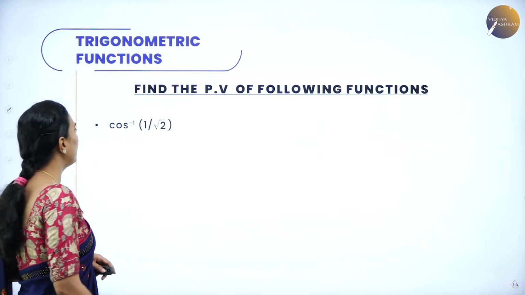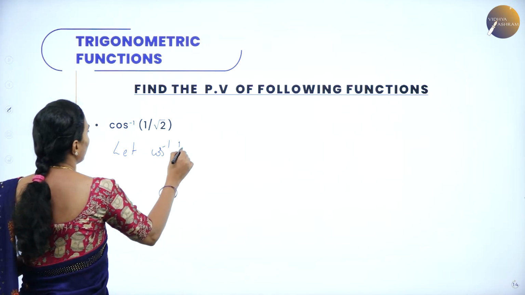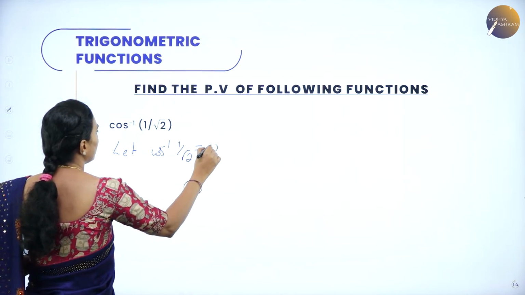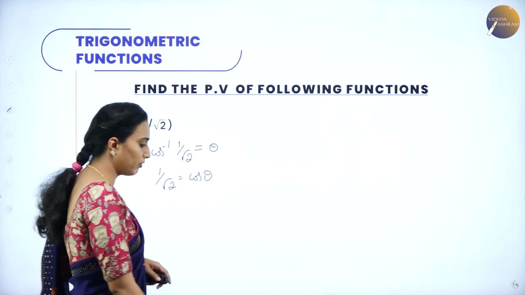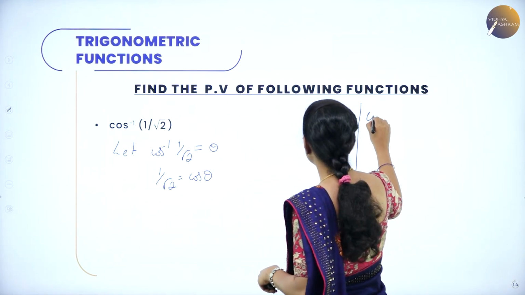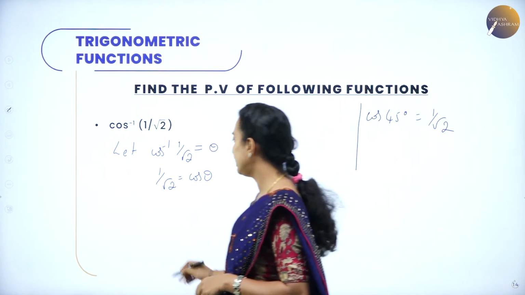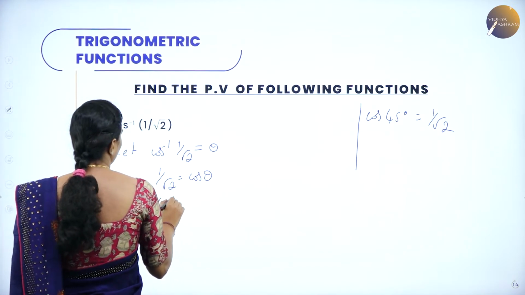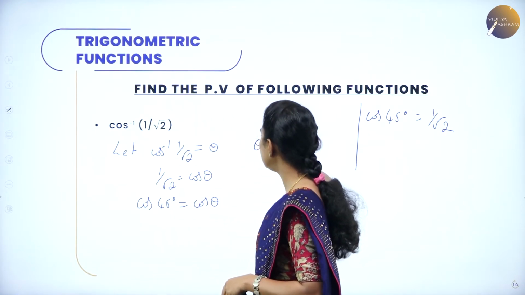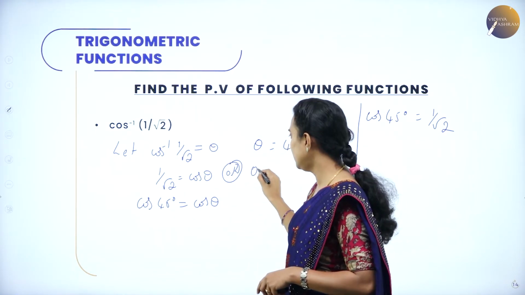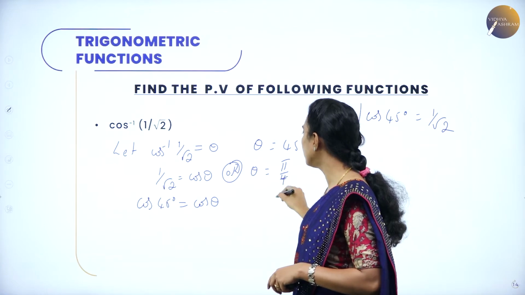Next, we'll be moving on to cos inverse of 1 by root 2. What is cos inverse of 1 by root 2? Let me write here: let cos inverse of 1 by root 2 be equal to theta. Otherwise, 1 by root 2 is equal to cos theta. Where is cos theta equal to 1 by root 2? At 45 degrees. So, cos 45 degrees is equal to 1 by root 2. Therefore, you can write cos 45 degrees is equal to cos theta. Otherwise, theta is equal to 45 degrees, or theta is equal to pi by 4. Pi by 4 can be written as what? Pi by 4.